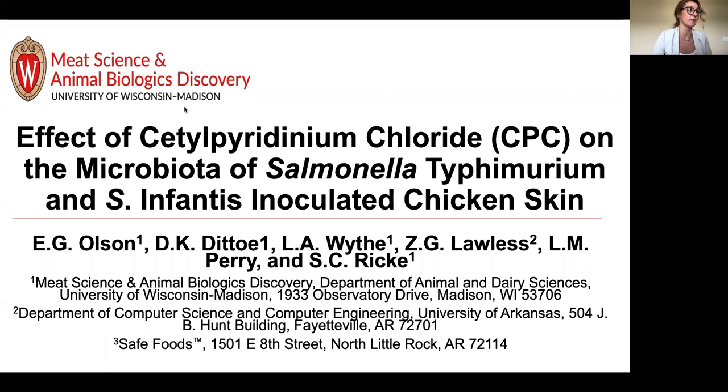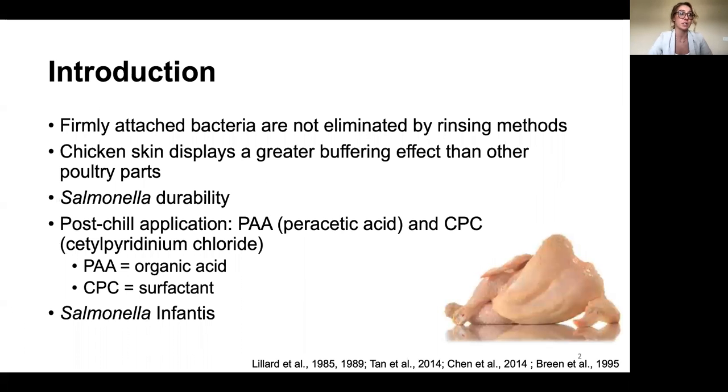Today I will be talking about the effect of cetylpyridinium chloride on the microbiota of Salmonella typhimurium and Salmonella infantis inoculated chicken skin. Firmly attached bacteria are the bacteria that cannot be eliminated by rinsing methods. Many studies show that bacterial cells that are attached to poultry skin are unreachable by various antimicrobials. More so, chicken skin displays a greater buffering effect than other poultry parts.